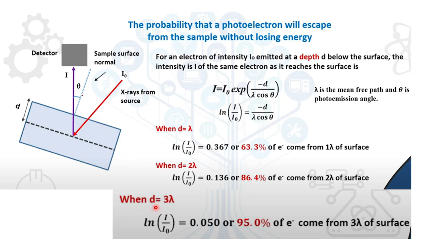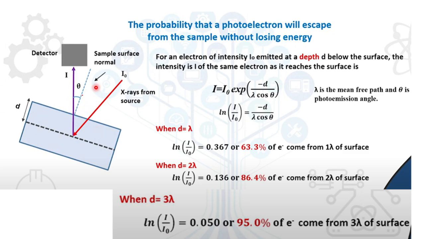Now, the probability that a photoelectron will escape from the sample without losing energy. Actually, when the sample is irradiated, the X-ray penetrates at least a few nanometers deep, and when the electron is coming out from there, there are different chances it may interact with other electrons, and based on that the mean free path length will be different.